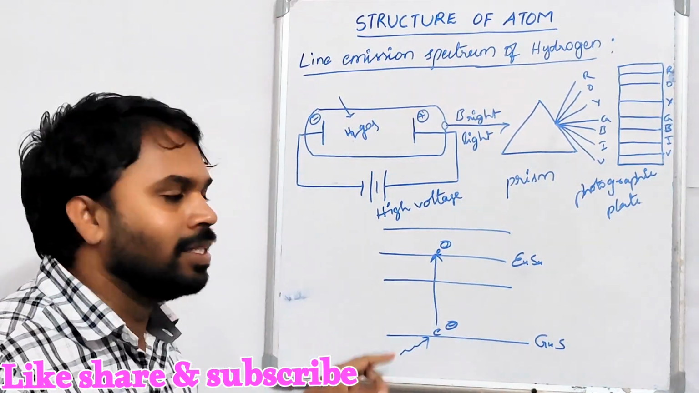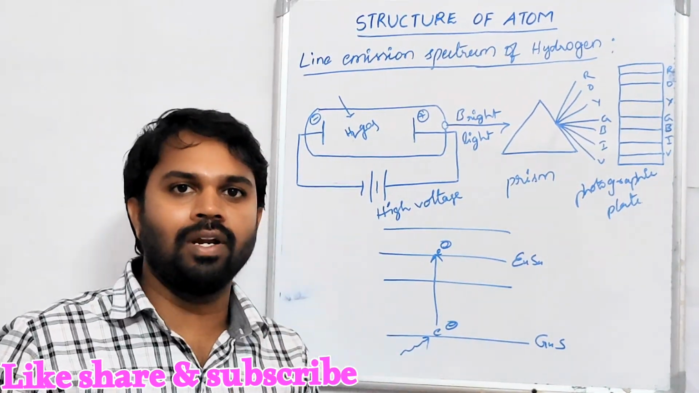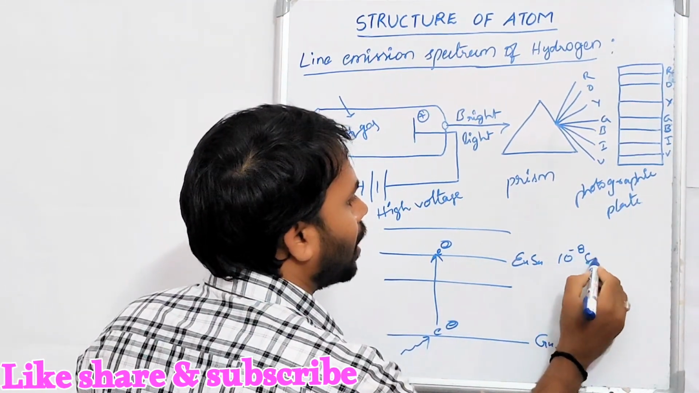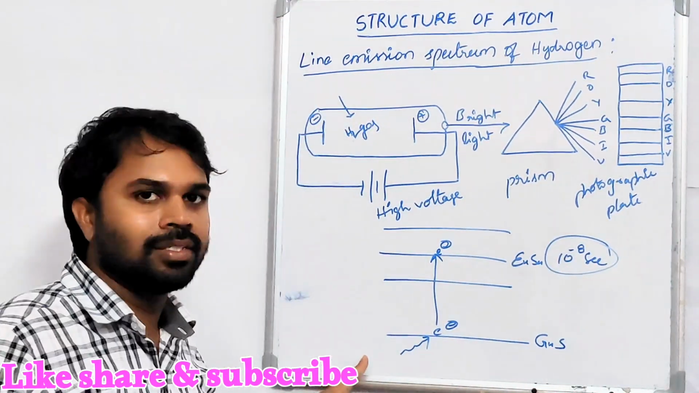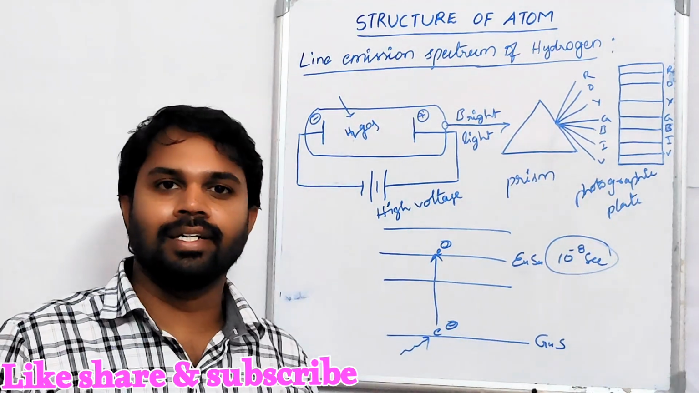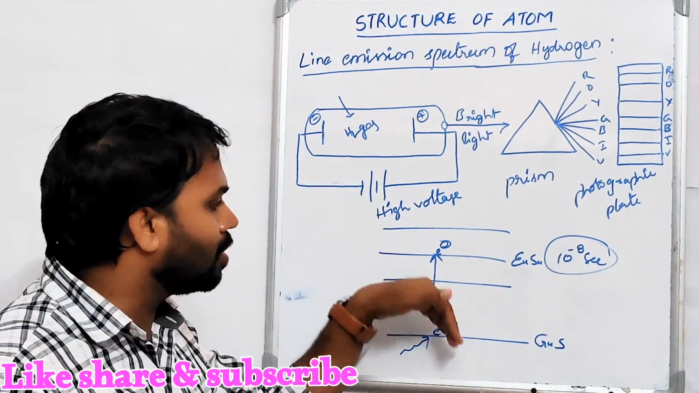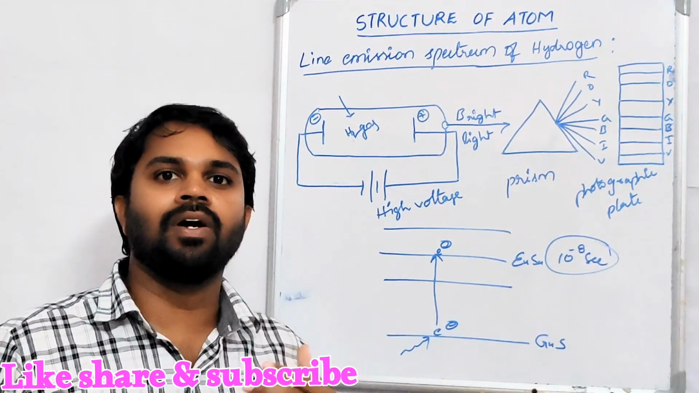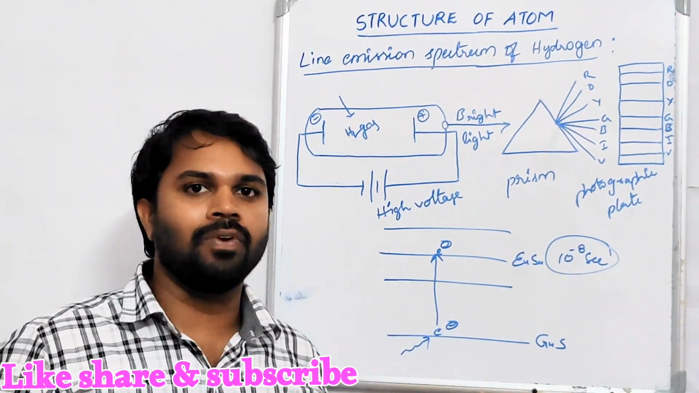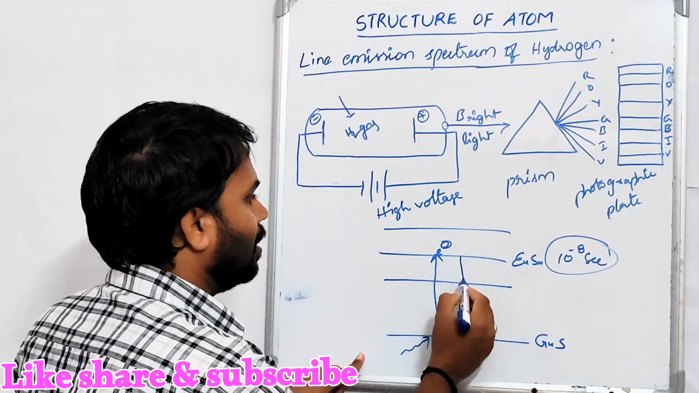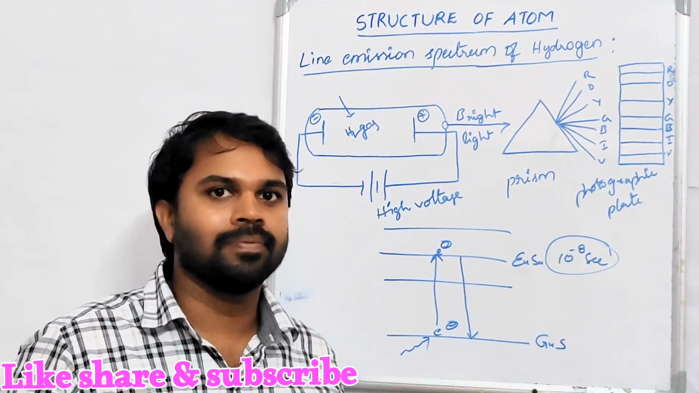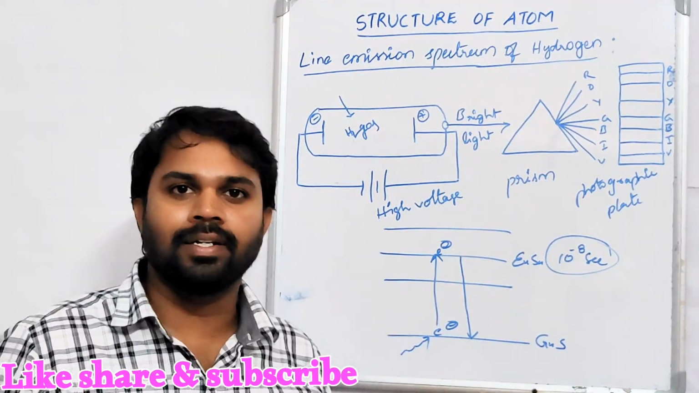In this, the electron stays only a small interval of time, that is, 10 to the power of minus 8 seconds, because it is unstable in the excited state. Hence, it comes back to the ground state. While coming back, it emits energy in the form of radiation. The radiation forms spectral lines like this in various regions. This is the hydrogen spectrum.